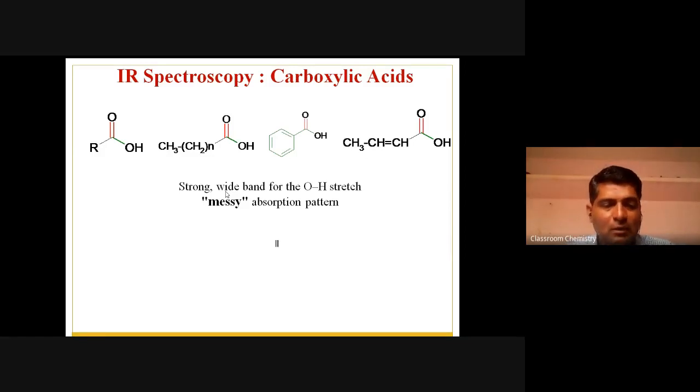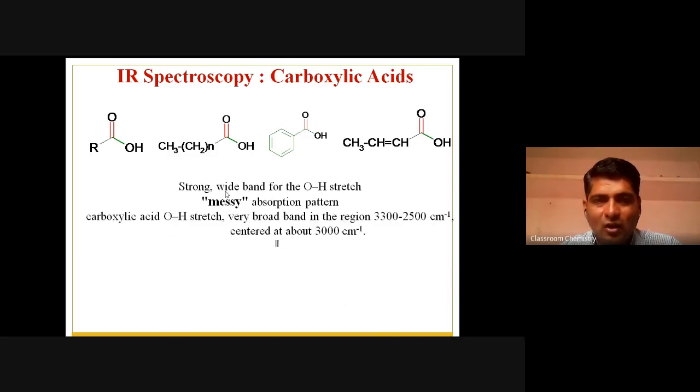Sometimes because the band is too large, we face problem to interpret the IR spectra. That's why it is called messy absorption pattern of the acid compound. Because the carboxylic acid OH stretch frequency band will be very broad. Broad means it will start from 3300 to 2500 centimeter inverse. The band starts from 3300 and goes up to 2500.